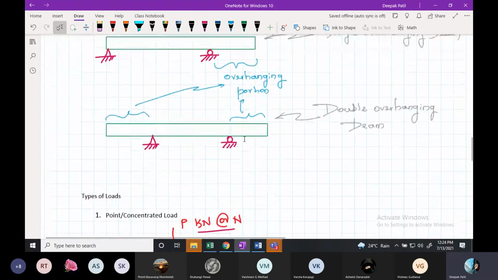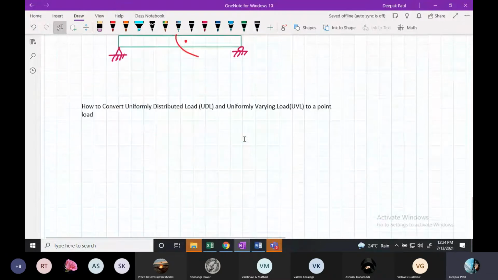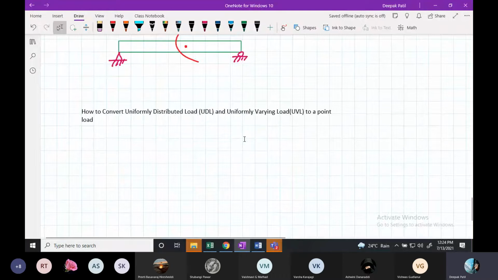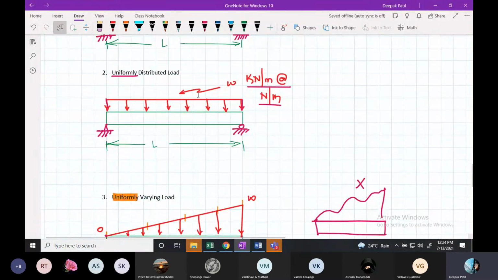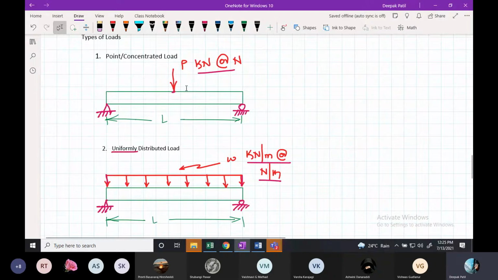Okay, so this is just a quick revision of whatever we have learned in the previous class. Then next, we would like to learn how to transform this uniformly distributed load and uniformly varying load to an equivalent point load.